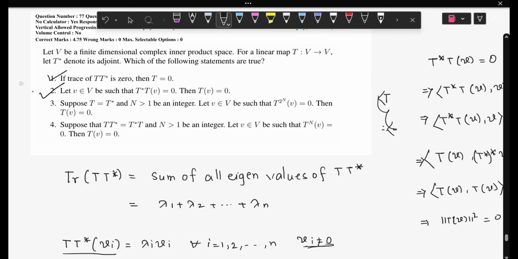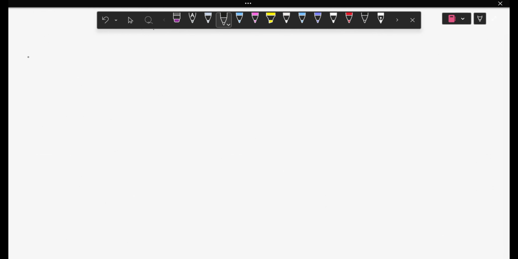Now, let's talk about option 3. Option 3 is saying that T equal to T star, that is, T is a normal operator. Now note that if T is a normal operator, then it is orthogonally diagonalizable again. Now they are saying that if n is an integer greater than 1, let v belong to V such that T of 2 to the power n v equal to 0, then T of v equal to 0. Now the thing which is given is that T is equal to T star. Hence T is normal, then T is diagonalizable.